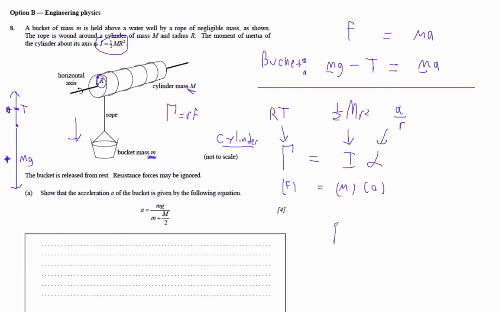You're going to get T is equal to, and this is easy. It's got M and it's got A. The R's are going to cancel out. I don't want to spoil it because that's one of the fun things, right? And then you're going to take that and substitute in here.